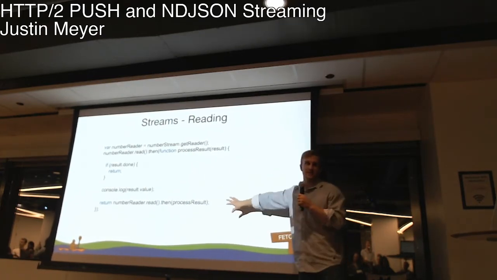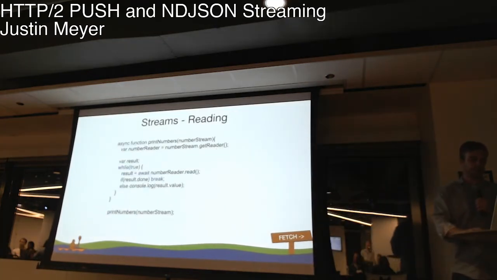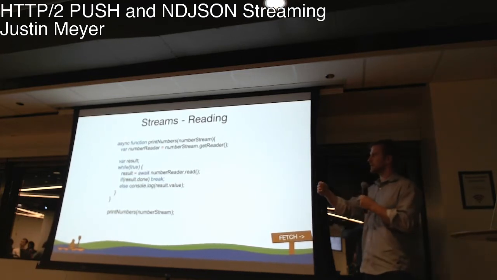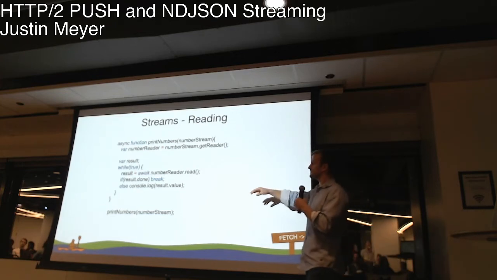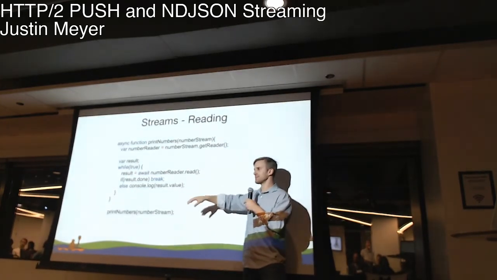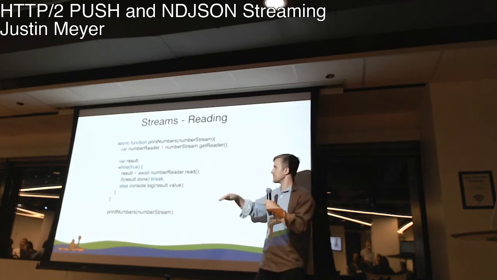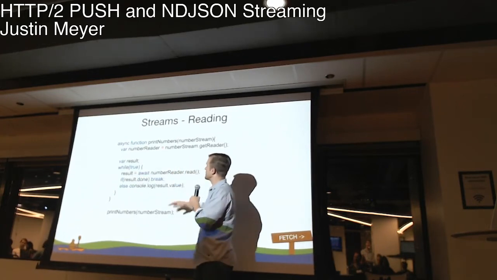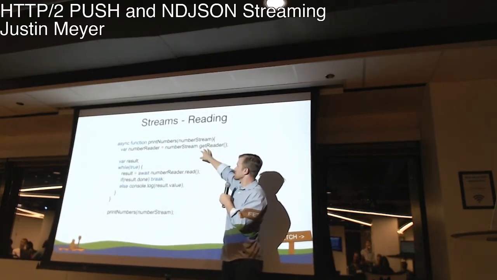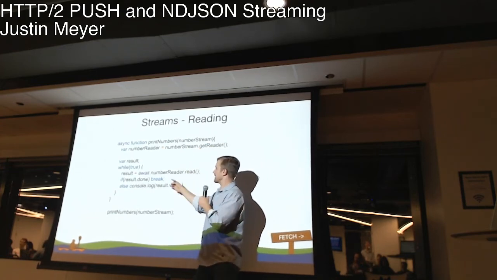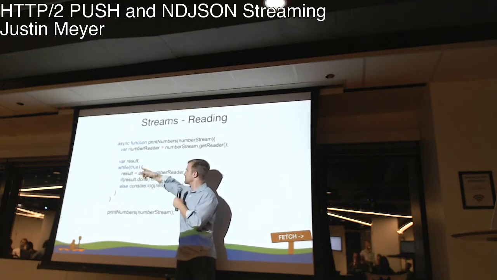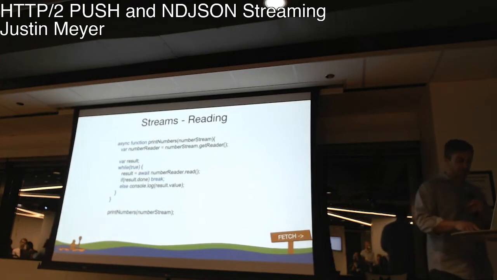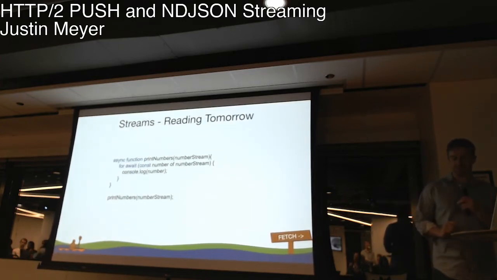Now, obviously, no one wants to write this all the time just to get values out. So it can be progressively easier, and ECMAScript 6 and ECMAScript 7 are making it easier. As Tanya already showed, there's an await where you can wait for a promise to resolve without needing a callback. So here I could get my number stream, get my reader out of it, wait for the next value, log the value, or exit my while loop.